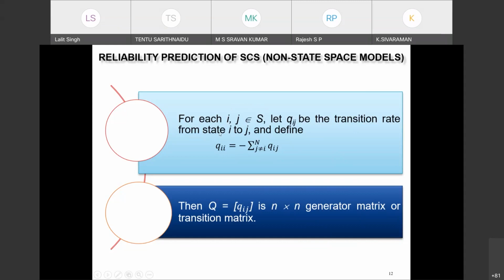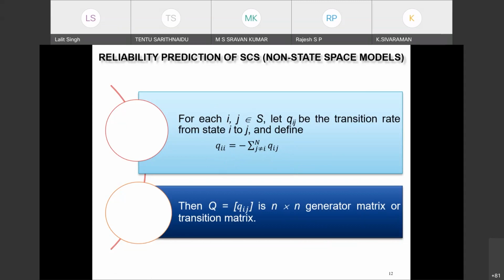Then let q_ij be the transition rate from state i to j. Then the transition rate from that state to the same state will be equal to minus the sum of all the transition rates from that state to the rest of the states. Okay, so this formula is very important that we are going to be using in our quantification method.